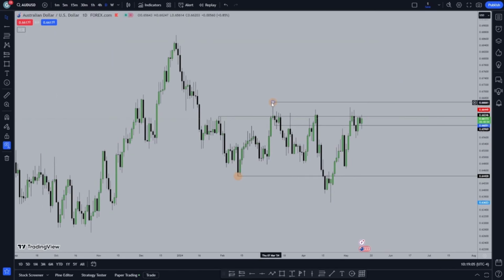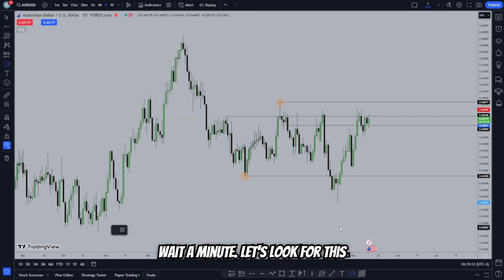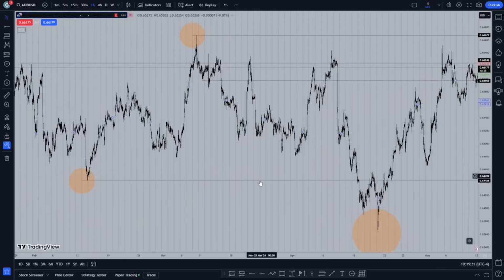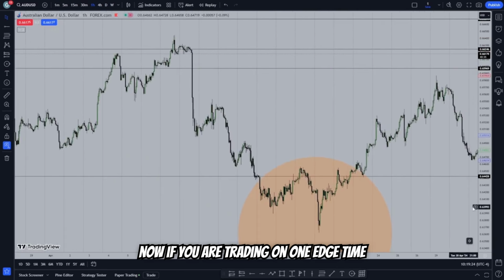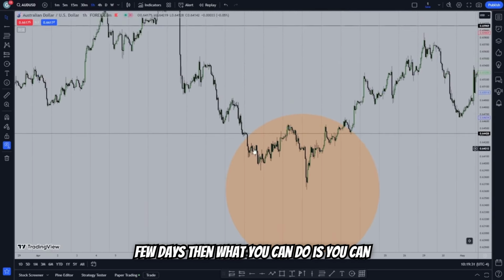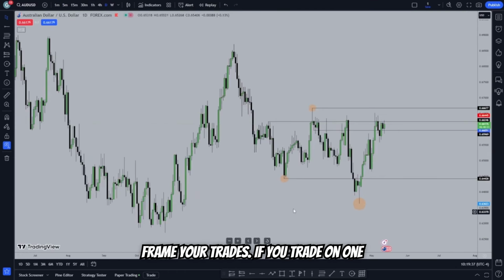Wait a minute, let's look at this example over here. Okay, if you go on 1H time frame, now if you're trading on 1H time frame and if you want to hold trades for a few days, then what you can do is look for daily bias and take trades. So this is how you will frame your trades if you trade on 1H time frame.